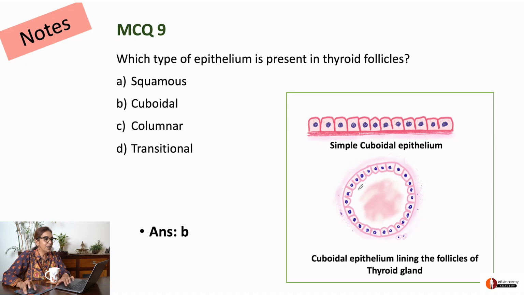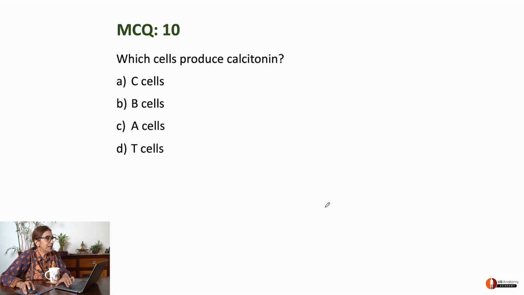You can see the colloid and you can see the beautiful simple cuboidal epithelium lining the follicle. MCQ 10. Which cells produce calcitonin? Calcitonin is produced by C cells or parafollicular cells. Yes, A is the answer.